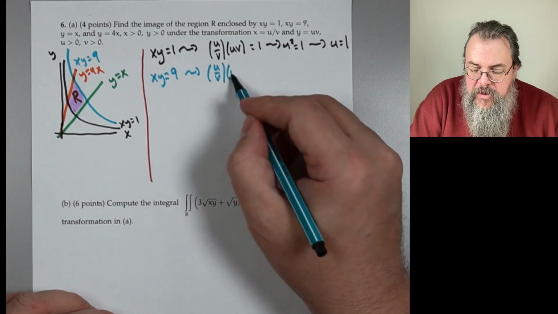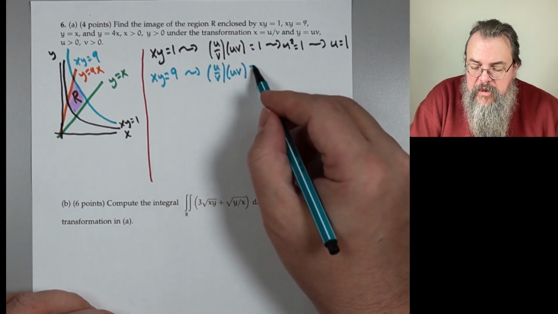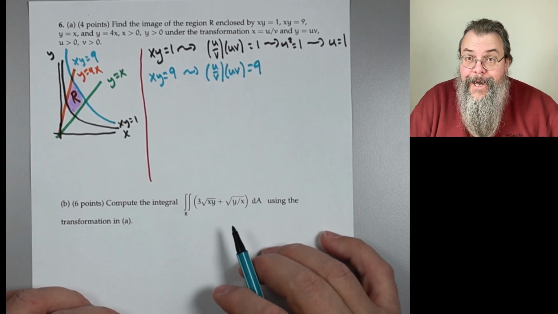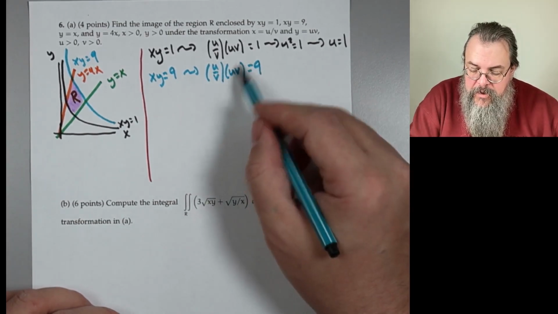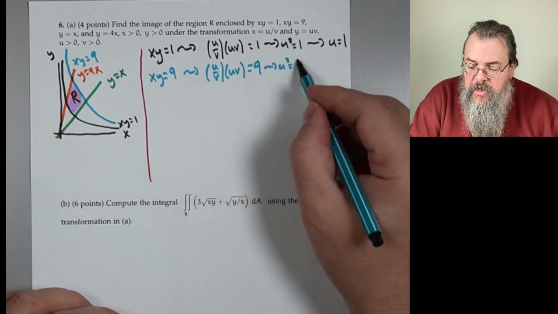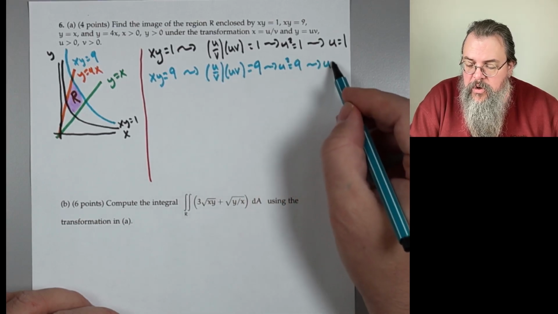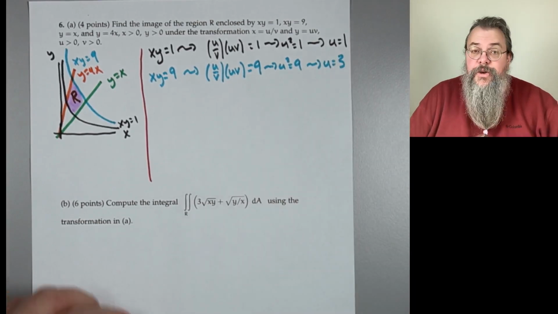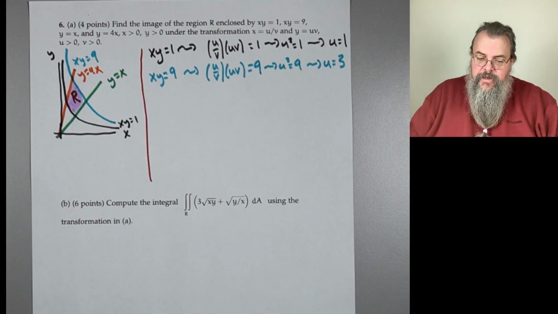Everywhere you see a y, put a u times v. And where you see a 9, you put a 9. Again, the v's cancel, u's multiply. U squared equals 9. Take a square root. We only need the positive one. U equals 3. All right.